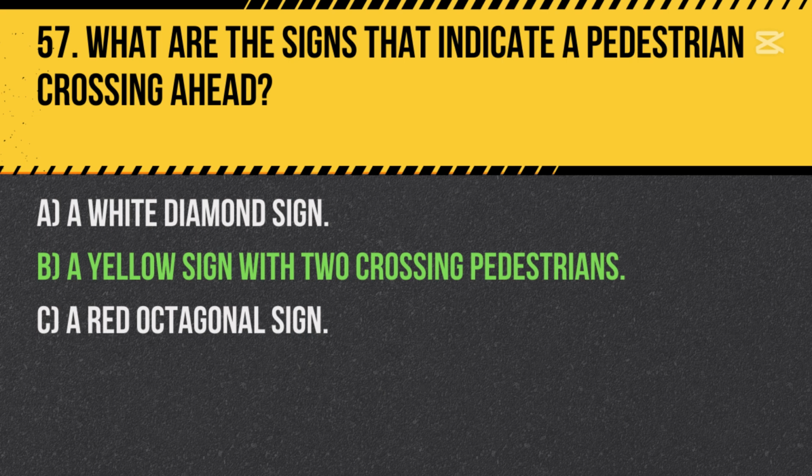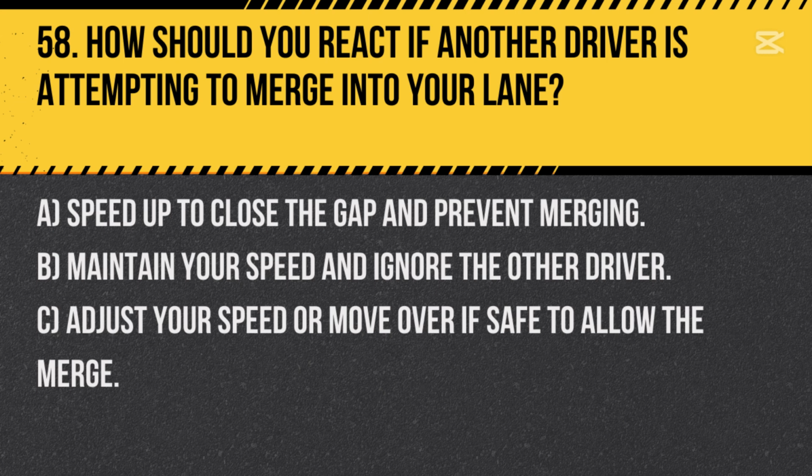These signs warn drivers that they are approaching an area where pedestrians may be crossing the road. Question 58. How should you react if another driver is attempting to merge into your lane? A. Speed up to close the gap and prevent merging. B. Maintain your speed and ignore the other driver. C. Adjust your speed or move over if safe to allow the merge.